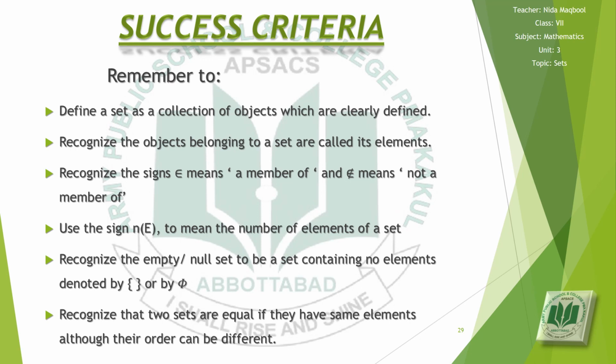There are a few points I would like you to keep in mind before starting your written work. Number 1. Define a set as a collection of objects which are clearly defined. Number 2. Recognize the objects belonging to a set are called its elements. Number 3. Recognize the symbol epsilon which means is a member of. Number 4. Use the symbol n of the name of the set to denote the number of elements of a set. Number 5. Recognize the empty or null set to be a set containing no elements. Number 6. Recognize that two sets are equal if they have the same elements although their order can be different.